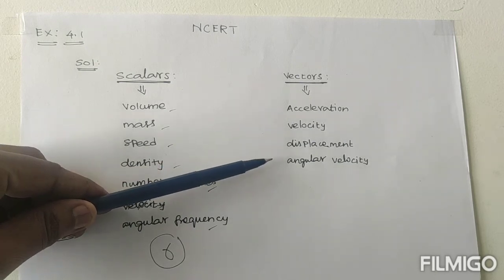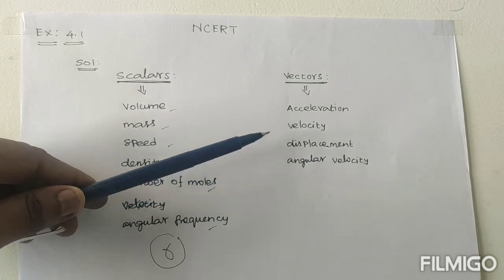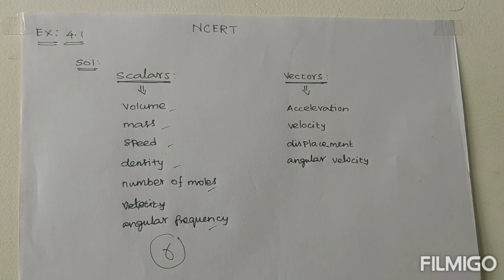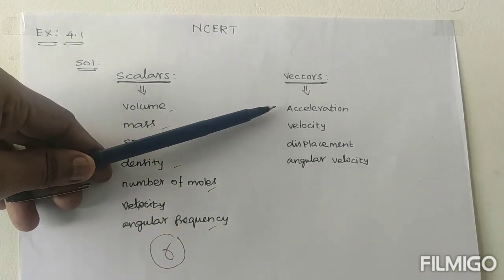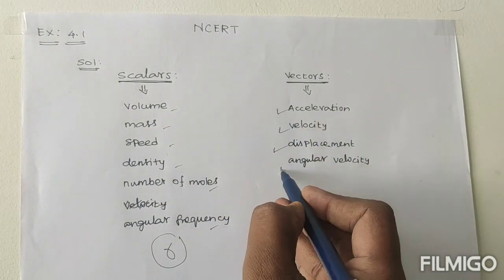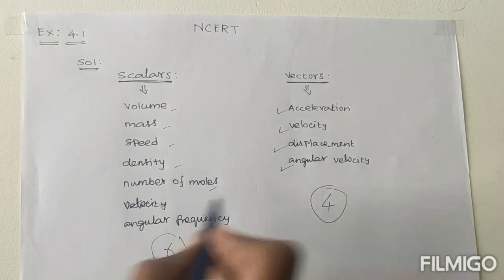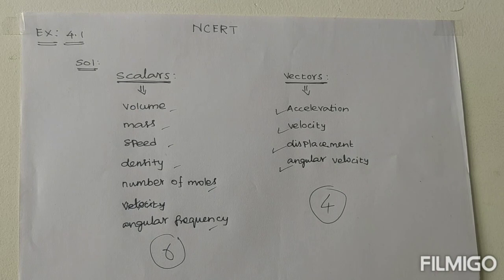And then next one, that is angular velocity. Normal velocity, you know, is meter per second. That angular velocity is per second. That relation we are going to study in future, v is equal to r omega, like that. So here acceleration, velocity, displacement, and then angular velocity, these four are vector quantities. Okay, thank you.